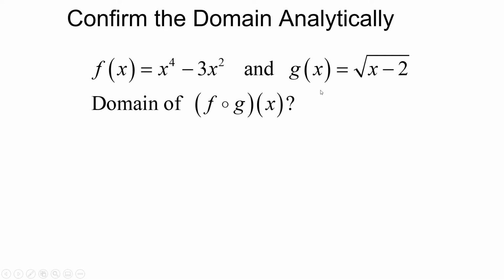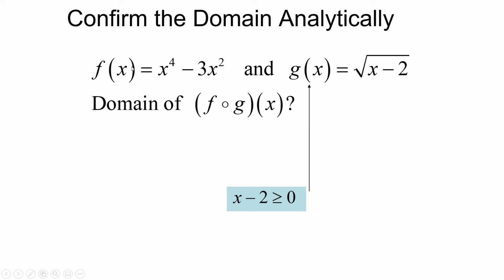So I'm going to start and think about the domain of g right here. Well, do you guys see the radical right there? You know that this expression x minus 2 would have to be greater than or equal to 0, or we would get an imaginary number. So x minus 2 has to be greater than or equal to 0. There's my first restriction right there, and I hope that looks familiar.